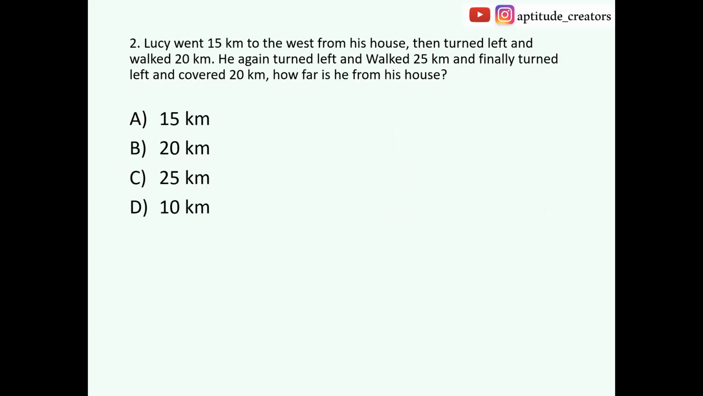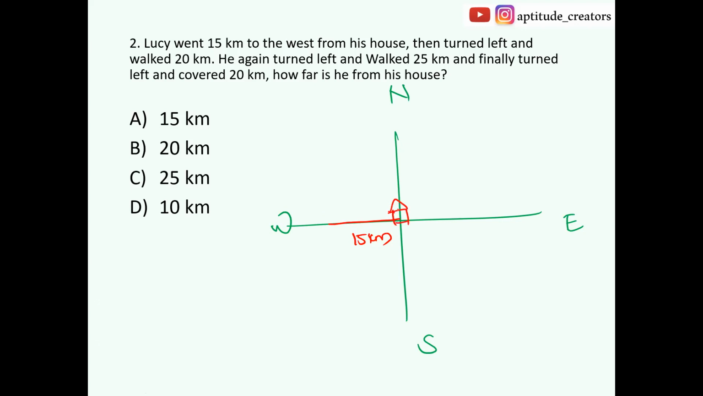Okay, moving forward to next. Lucy went 15 kilometers to the west direction from his house. Yes, this is house. Okay. Then he turned left and walked 20 kilometers.